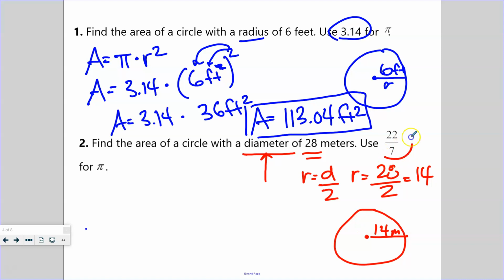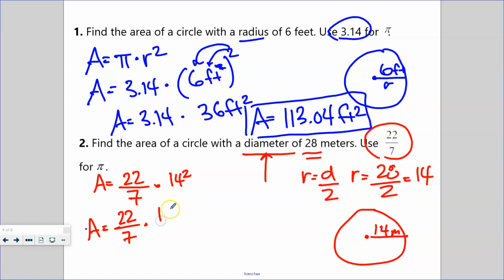meters. All right, and it wants us to use the fraction over here. So we'll say that area equals 22/7 times 14 squared. I don't really know what 14 times 14 is. 196. So area equals 22/7 times 196 over 1, I'm assuming, since it's big.